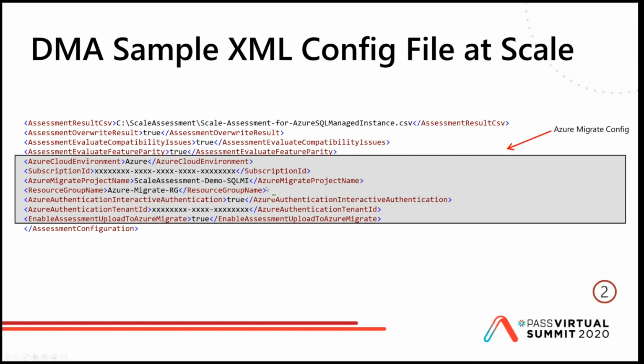And here you can specify whether you want to upload the output of the DMA assessment into the Azure Migrate service or not. So you will specify the subscription ID, the project name which you will create in Azure Migrate, the resource group name, and how you want to do the authentication, whether you want interactive authentication. When you upload the DMA assessment, it will ask for the authentication. And you specify the tenant ID. And finally, indicate whether you want to upload the results into Azure Migrate or not. So that's a configuration file you have to build before you do the DMA assessment.